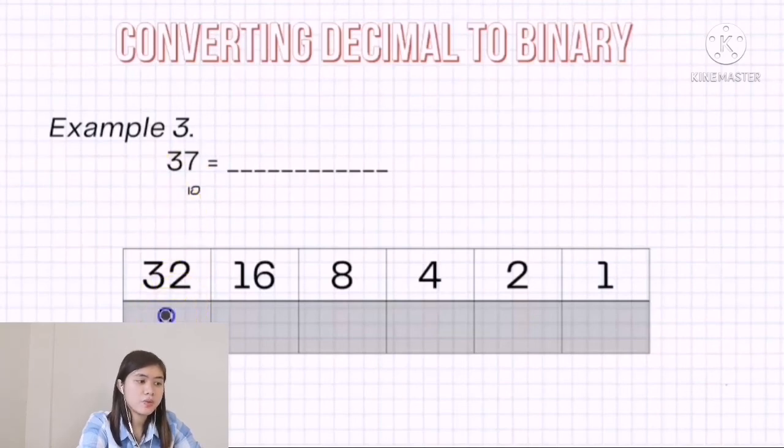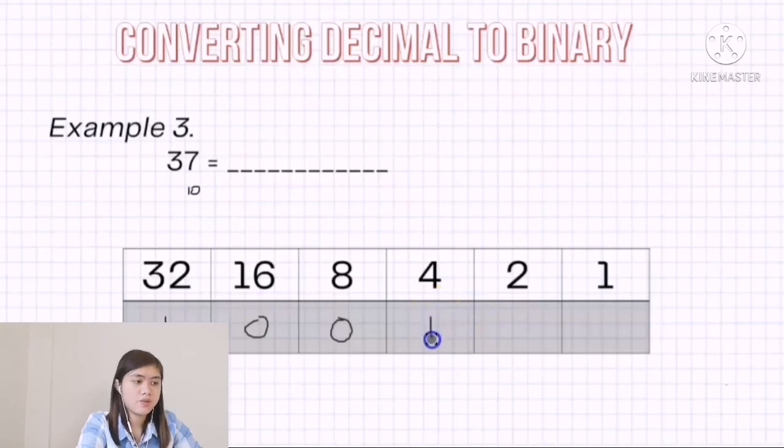Okay, let's try to put 1 here, 32. What is still missing for us to be able to get 37? If we add 32 plus 16, that will exceed 37. So we are just going to write what number here? 1 or 0? Okay, very good. That will be 0. What about 32 plus 8? It will exceed 37, so we're going to write 0 here. 32 plus 4? That is 36. Very good. So should we write 1 here?